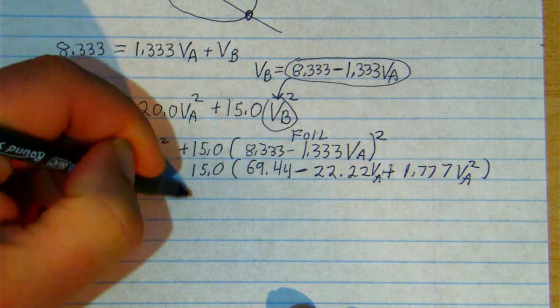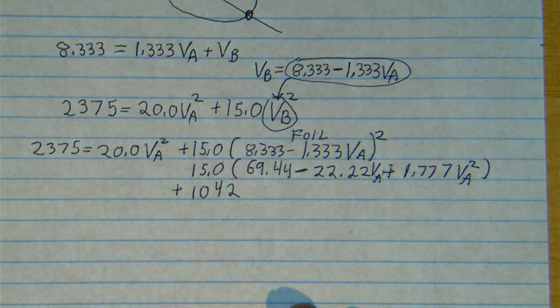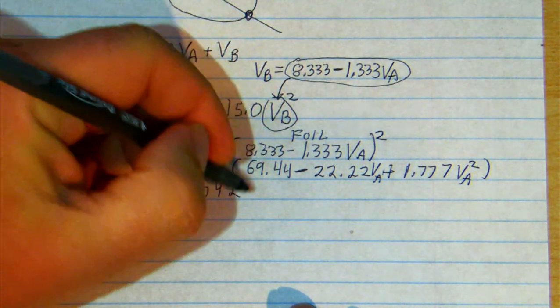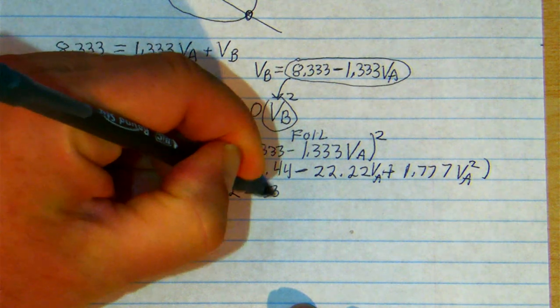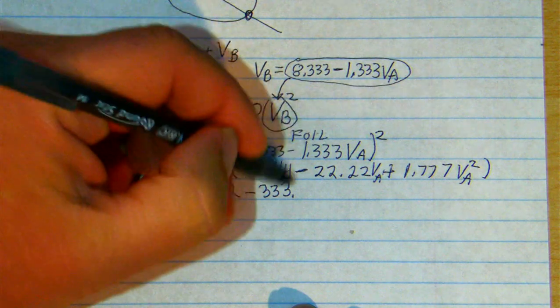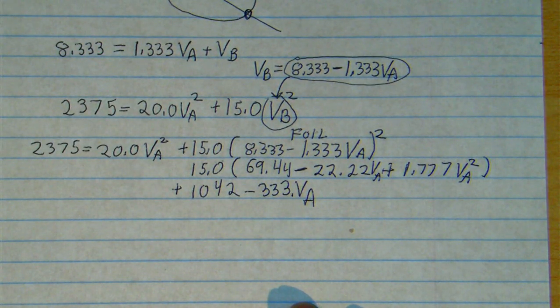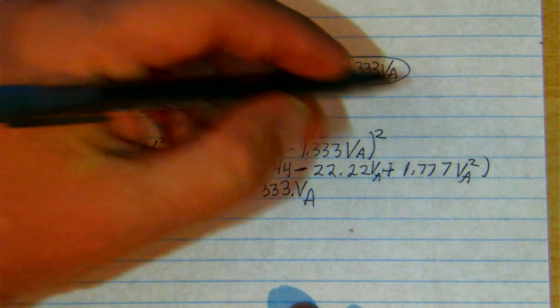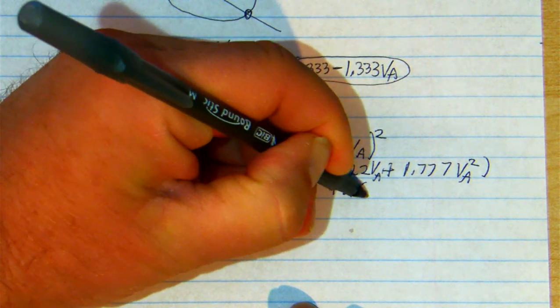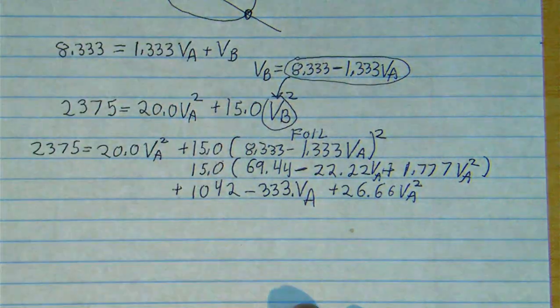First term becomes 1042 minus 333, sure, VA, plus 26.66 VA squared.